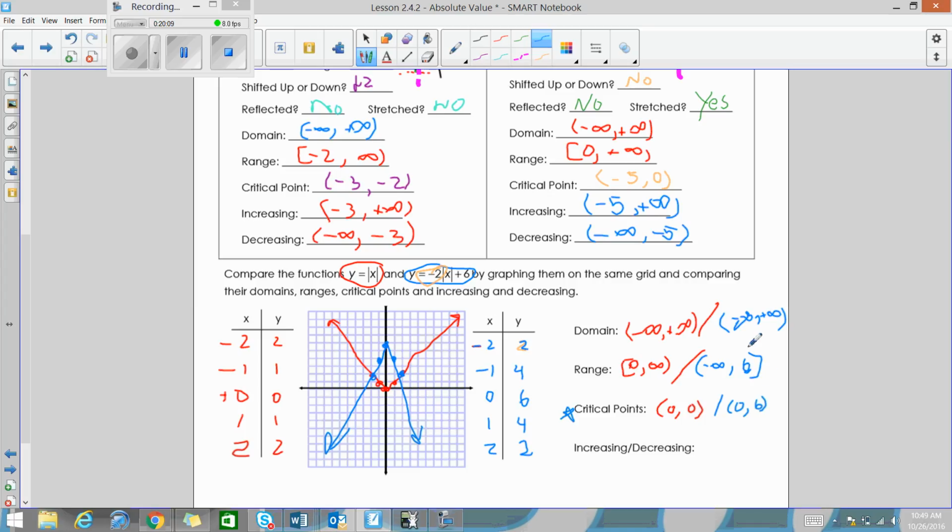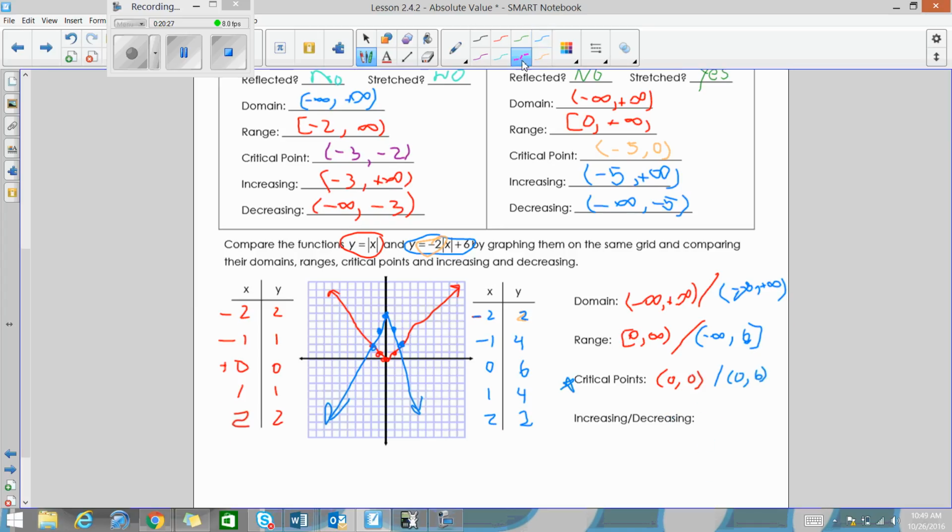And you're going to bracket that because you can equal it. So your range is different here because you're actually going to get the negative values all the way up to 6, whereas in the parent function, you start at 0 and go all the way up to positive infinity. So this is what we're doing. We're really comparing. We're just comparing and writing down the different values for these. Now, increasing, decreasing. Now, if you notice, both of these guys their critical points are on the y-axis.